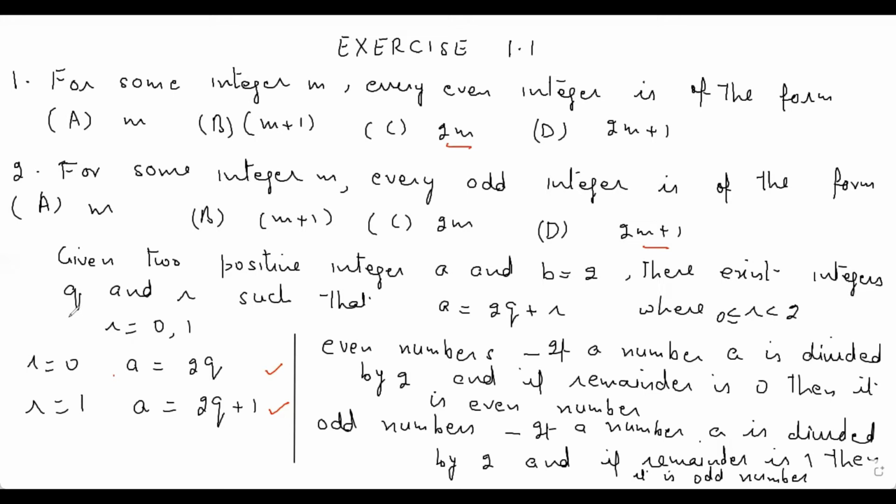Generally, we write q for quotient. But for this question, I can write m here. If I take this as m, it will be 2m plus r. It will be 2m and it will be 2m plus 1.